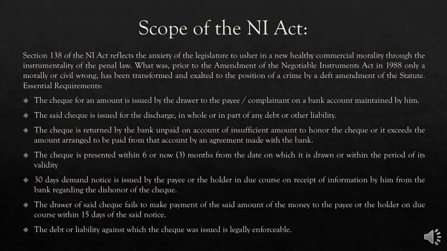The check is presented within 6 and now, with the amendment, 3 months from the date on which it is drawn or within the period of its validity. 30 days demand notice is issued by the payee or the holder in due course on receipt of information by him from the bank regarding the dishonor of the check. The drawer of said check fails to make payment of the said amount of the money to the payee or the holder or the complainant on due course within 15 days of the said notice. The debt or liability against which the check was issued is legally enforceable.